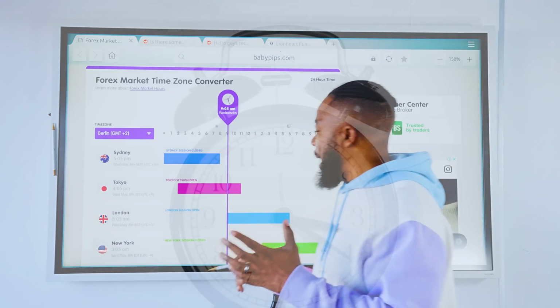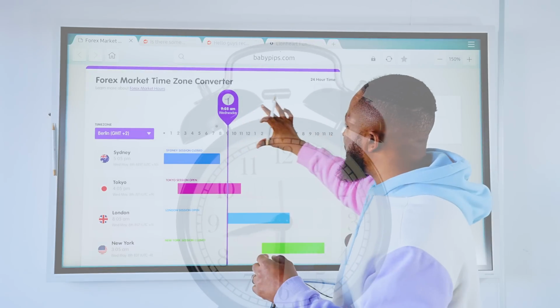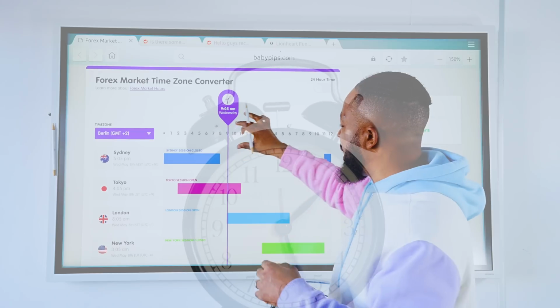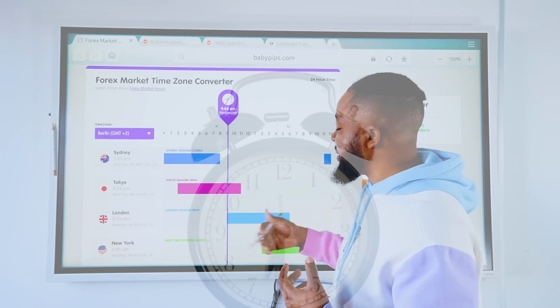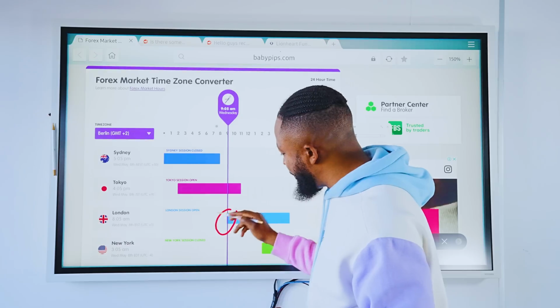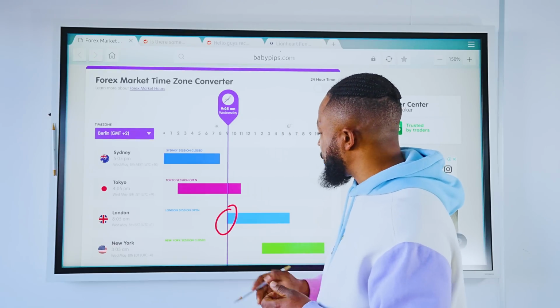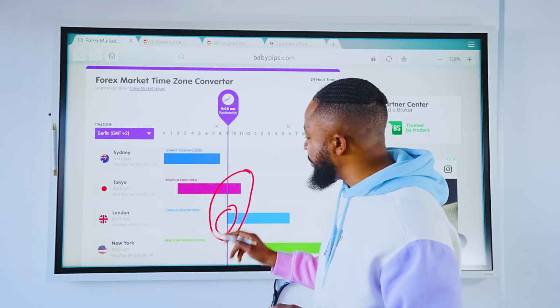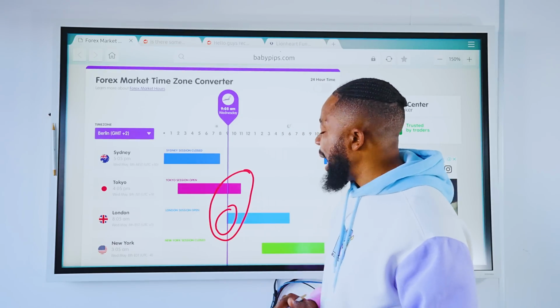I can see it here, and we're going to be running up very soon. So this time is when the time is actually ticking and moving as the market session is going. So you can see we've already penetrated the London session as we speak, and right now we have an overlap here between the Tokyo session and the London session.